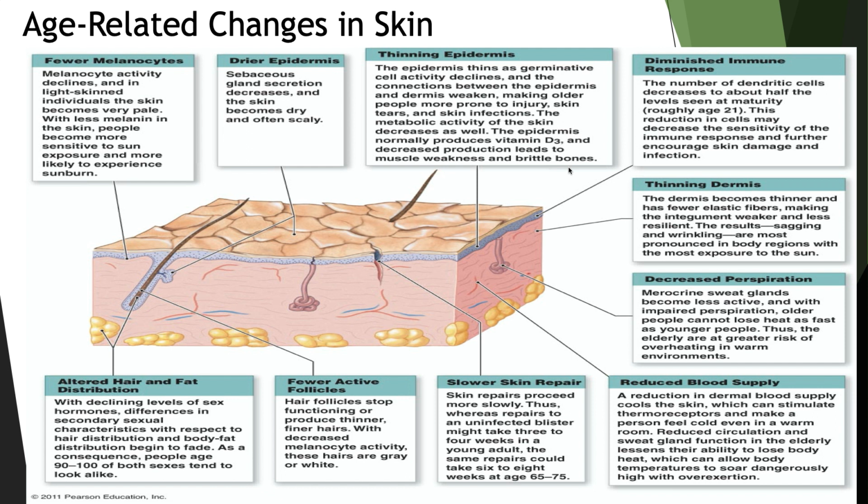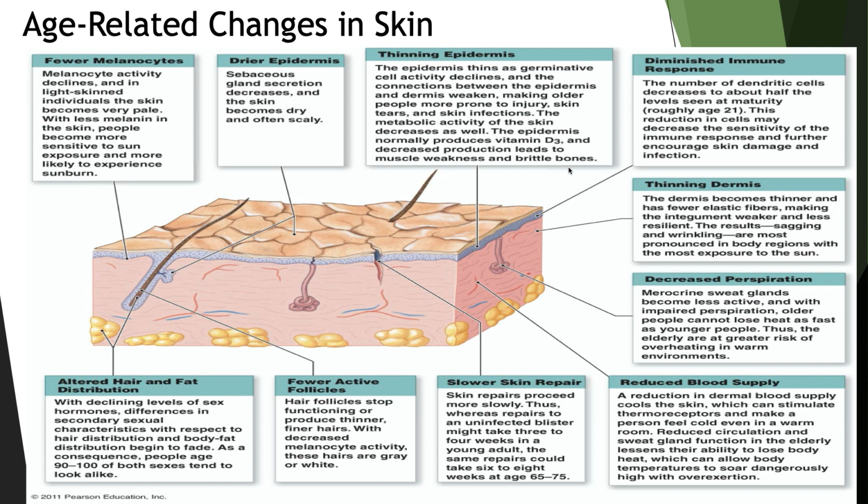You can see several more here. I may not ask you all of them, and that includes apocrine sweat glands that become less active, which helps to impair perspiration. You have a reduction in dermal blood supply, which helps to cool the skin. That can stimulate some of the thermoreceptors and make you feel cold even when it's warm out.